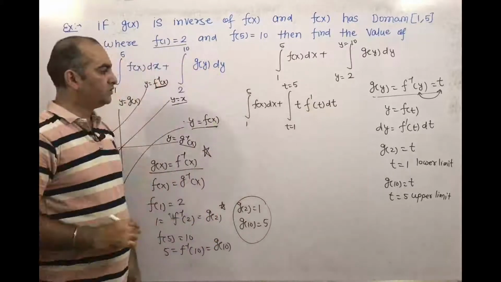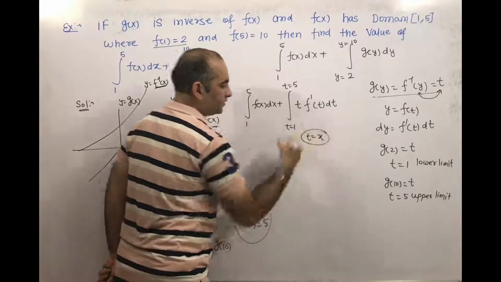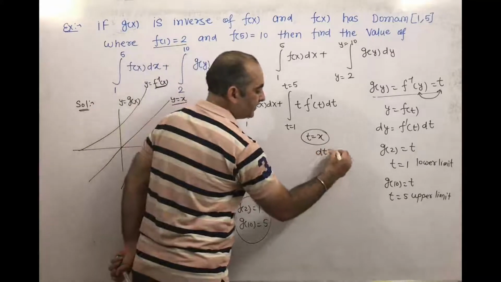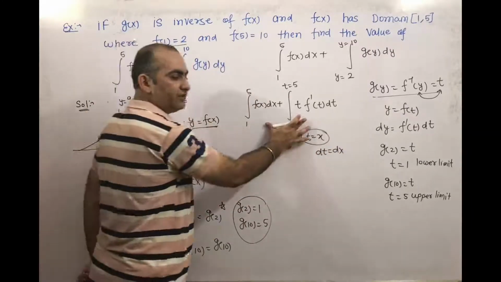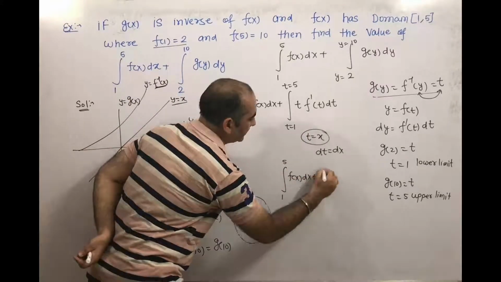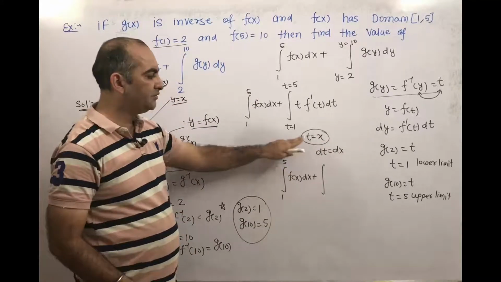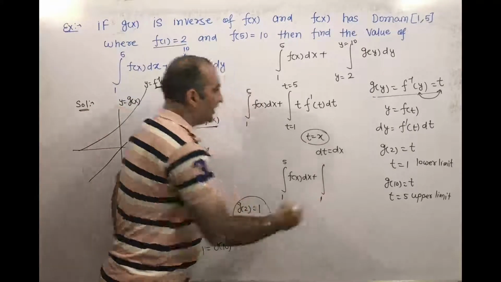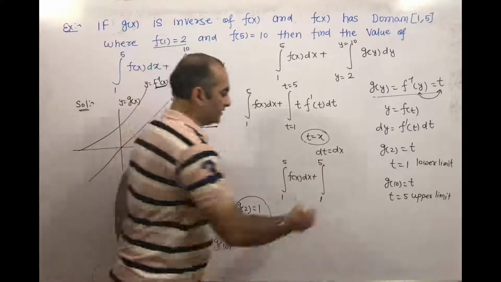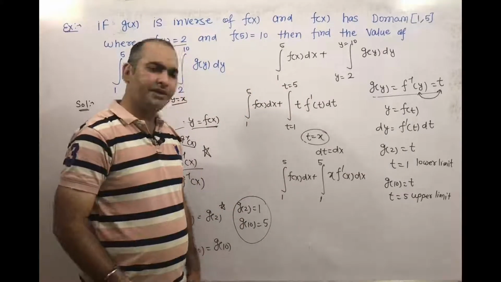Okay. So here what are we doing? Here instead of t we are putting x. So in this integration instead of t we are putting x. So dt equal to dx will come. So this integration will become integration 1 to 5 f(x) dx plus integration. Here t we are writing x, so the limit also, if I put t equal to 1, x value will be 1, and if I put t value 5, then x value will be 5. And here x f dash x dx will come. Now we will integrate.